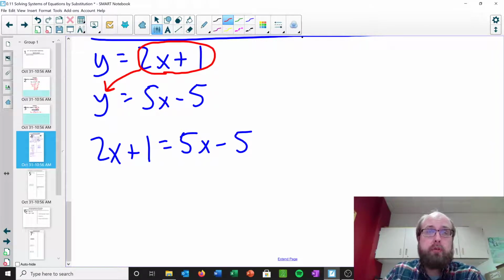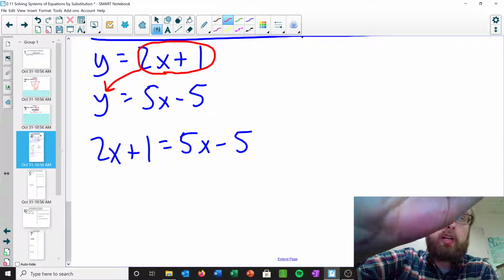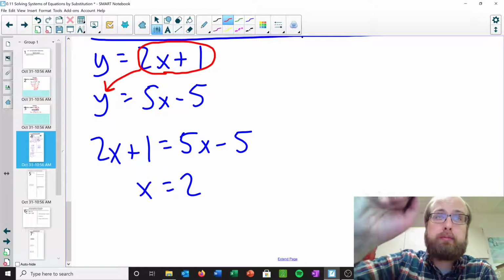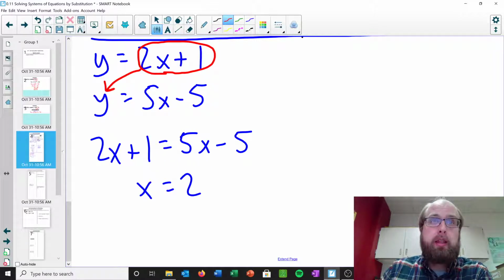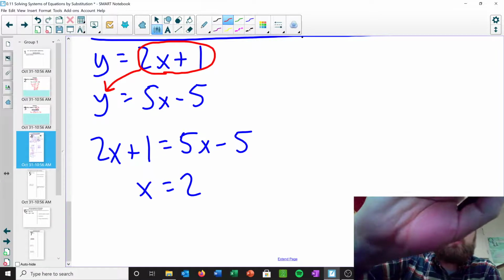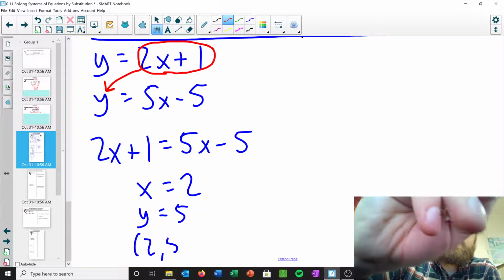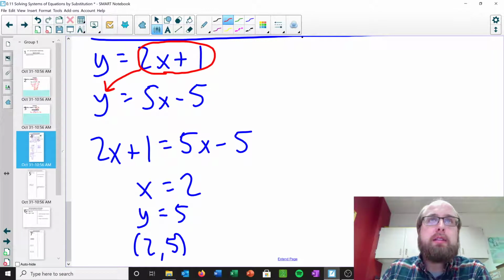And then from there you just want to solve for x. So, get all your x's on one side, everything else on the other side. If you want to try this out, you can. What you should end up getting, I think, is x equals 2. Okay? And then when you take that 2 and plug it back in, you'll end up getting y equals 5. And so the solution will be 2, 5. Okay? But this isn't any different.